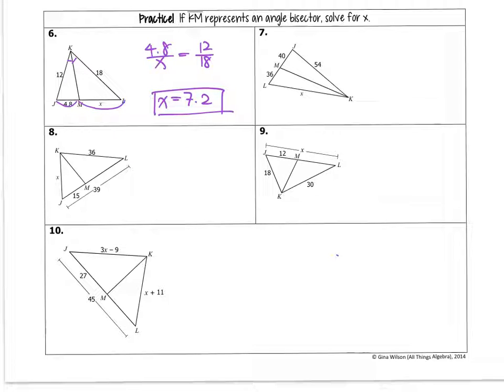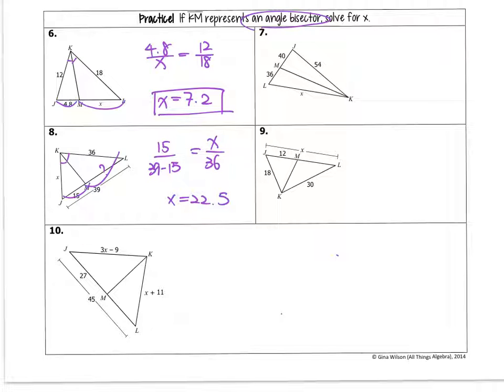Number 8, again, KM represents an angle bisector, so this is my angle bisector, therefore there's my proportion. So 15 over this part, which would be 39 minus 15, should equal x over 36. Okay, and that should be 15 over 24 equals x over 36. If you simplify it, x comes out to be 22.5.